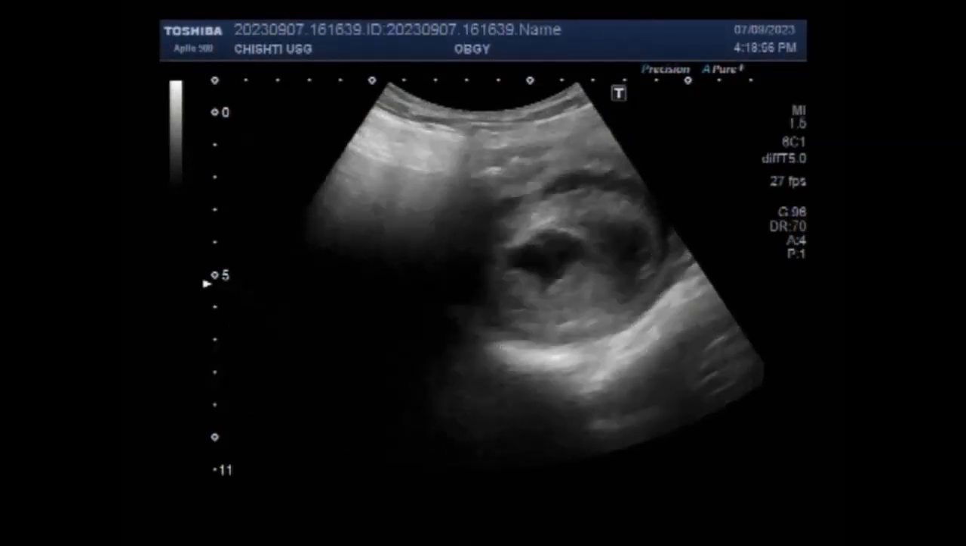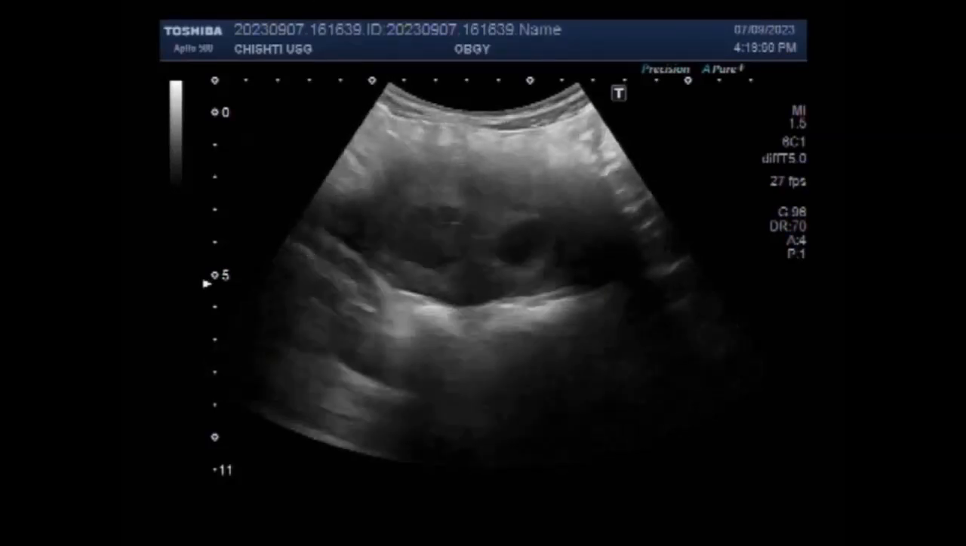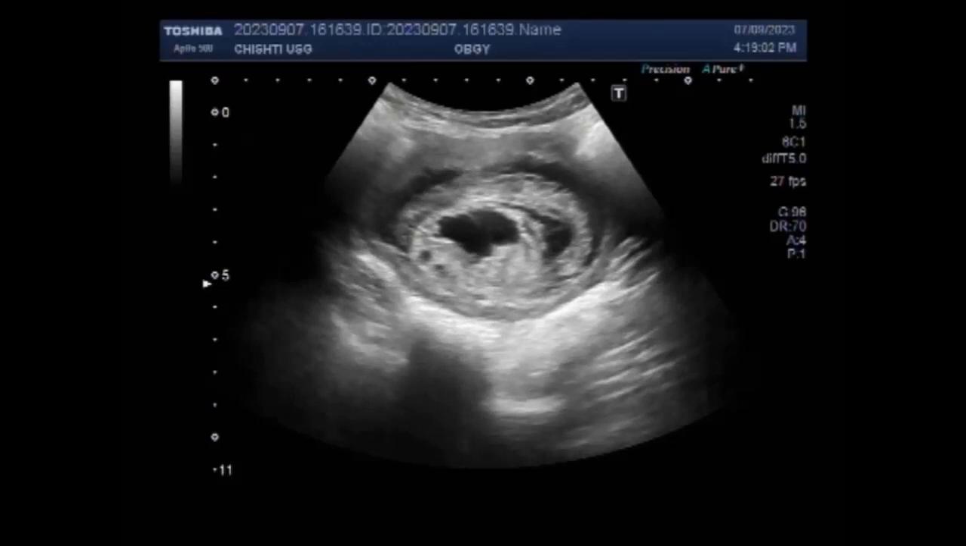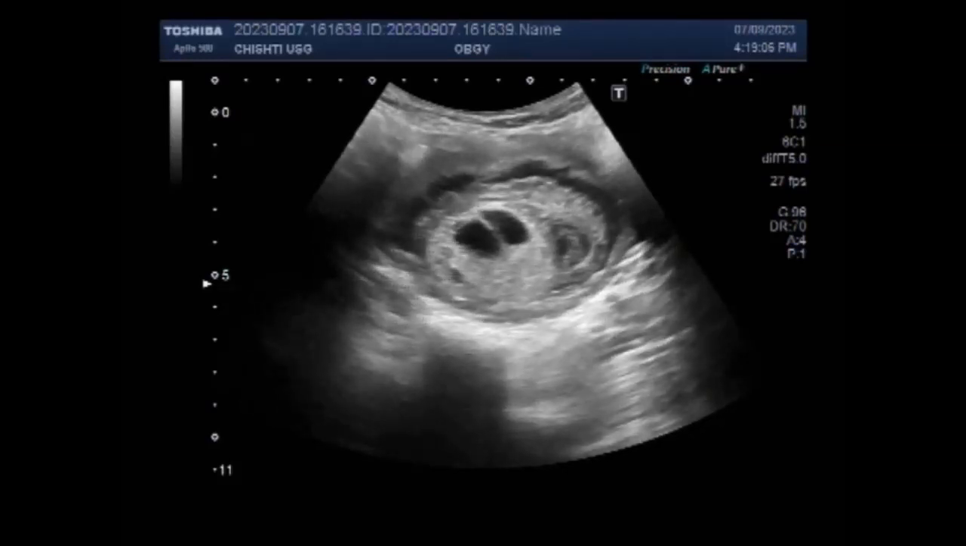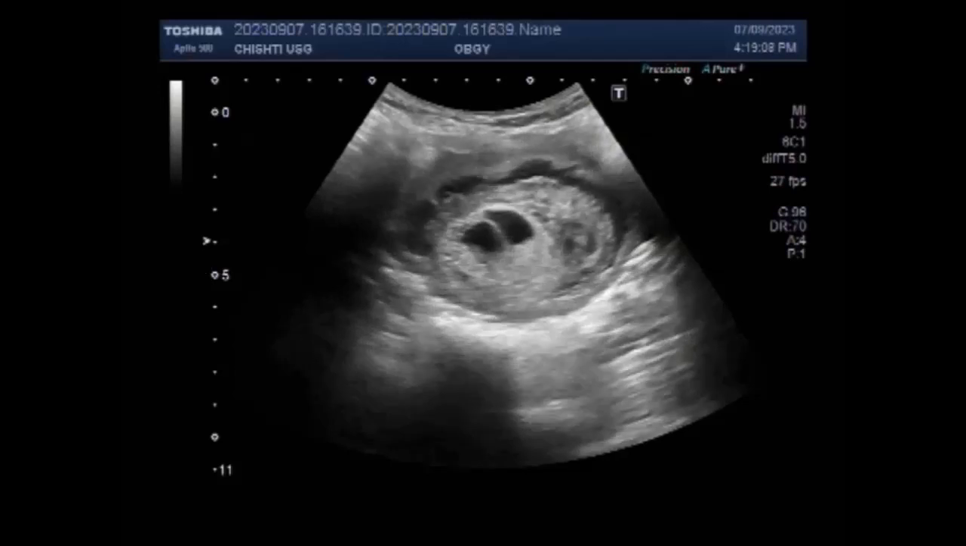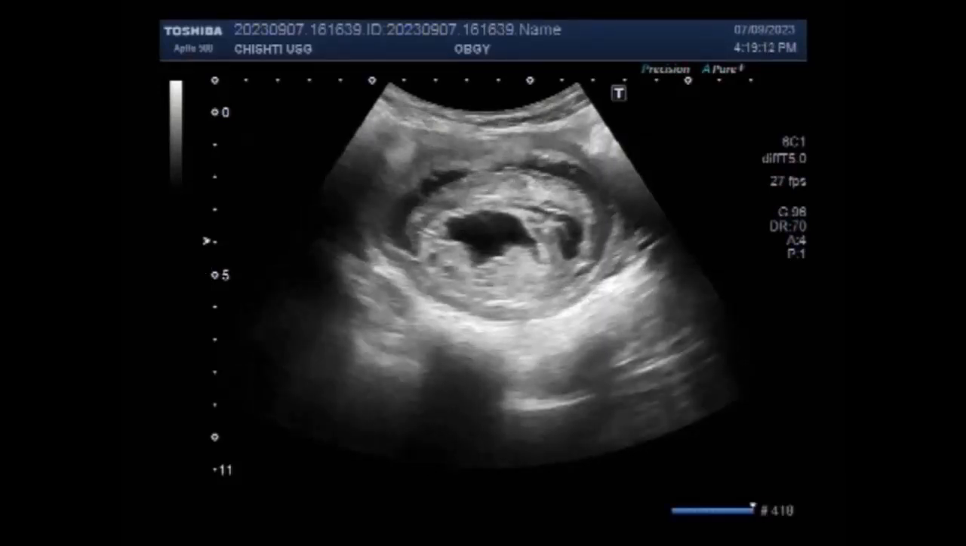This ultrasound video shows twin pregnancy with both blighted ova, also called an embryonic pregnancy. You can see the uterus having two gestational sacs and both are empty. No embryo or fetal pole is visible in their interior.